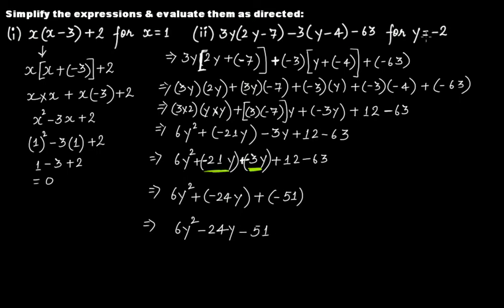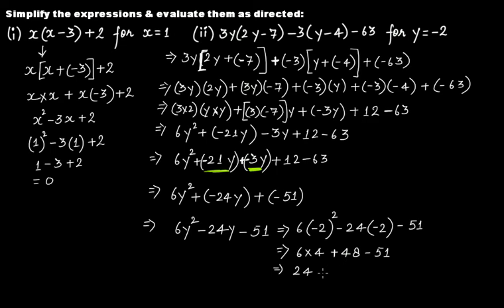Now here if you put the value of y as minus 2, then you'll get 6 times (minus 2) squared minus 24 multiplied by minus 2, and this is minus 51. So (minus 2) squared means minus 2 multiplied by minus 2, which is 4. So 6 multiplied by 4, then minus 24 multiplied by minus 2: two negative numbers give plus 48. Now this is minus 51.